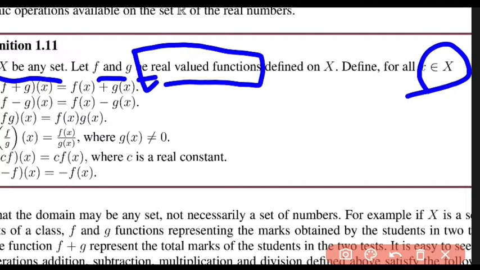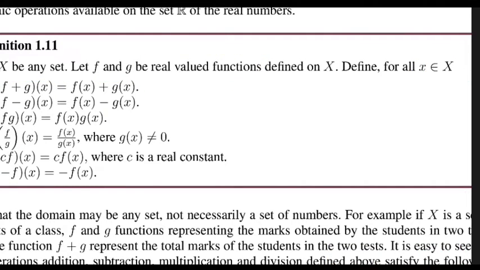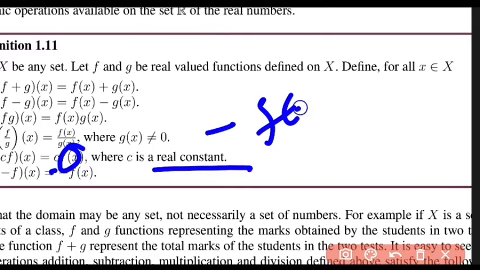(f plus g)(x) equals f(x) plus g(x). (f minus g)(x) equals f(x) minus g(x). Next, (f into g)(x) equals f(x) into g(x). Next, (f by g)(x) equals f(x) by g(x). Next, (c f)(x) equals c into f(x), where c is a real constant. And (minus f)(x) equals minus f(x).